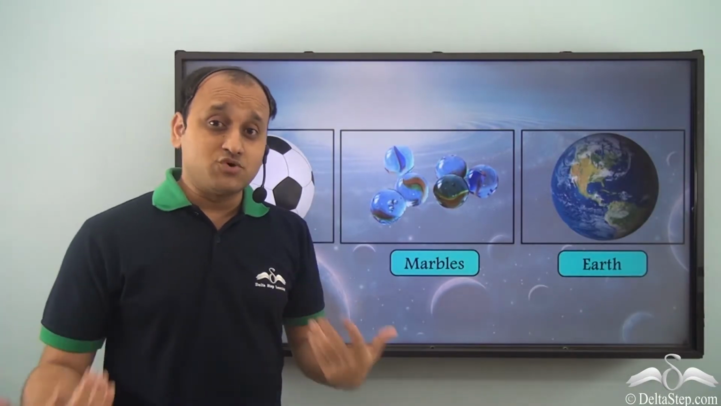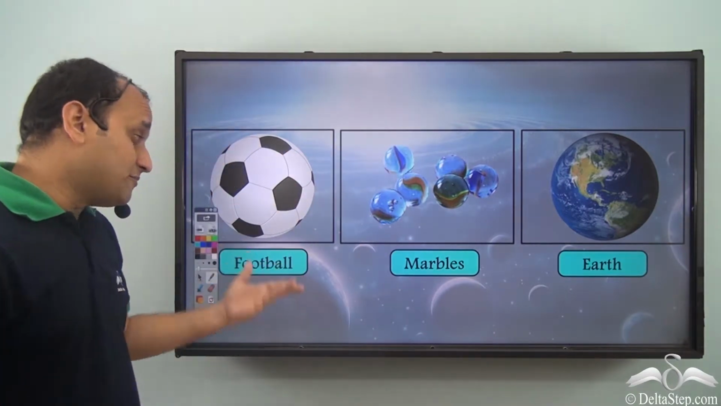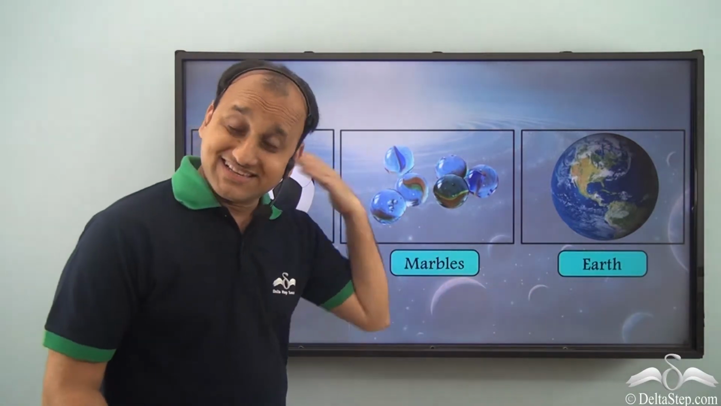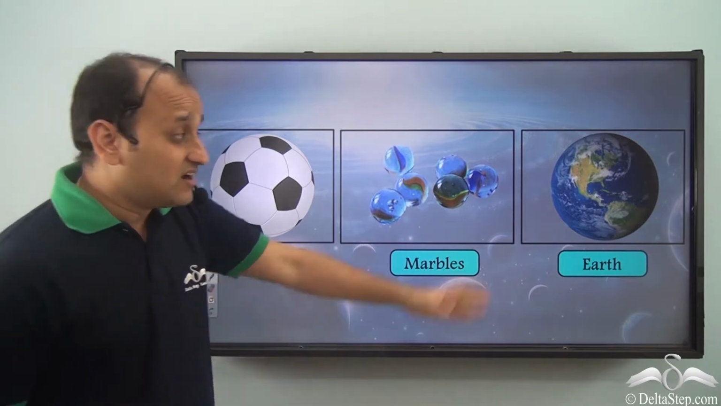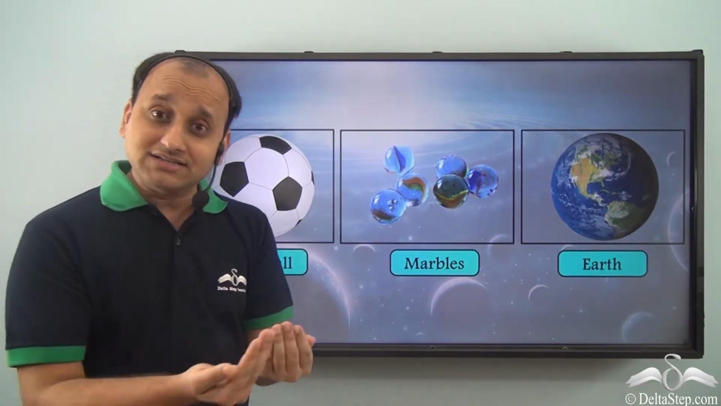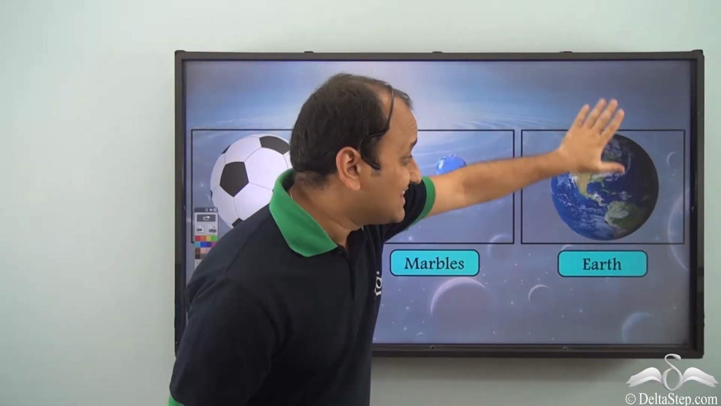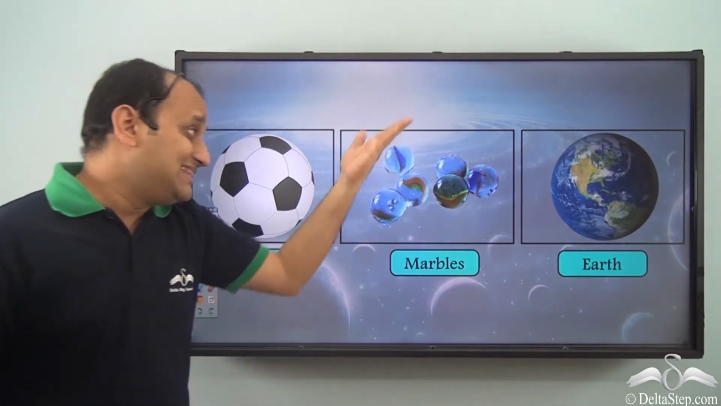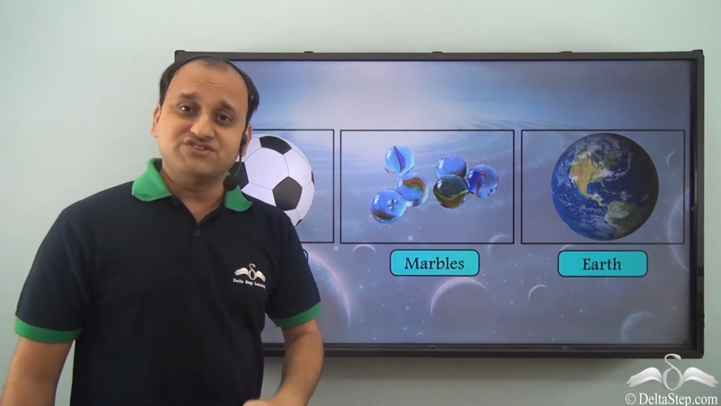And what are some common examples other than football? Well, we have marbles, even they resemble a sphere, and our planet Earth. Our planet Earth is also round. That is why we say that our Earth has a spherical shape. So these things resemble a sphere.